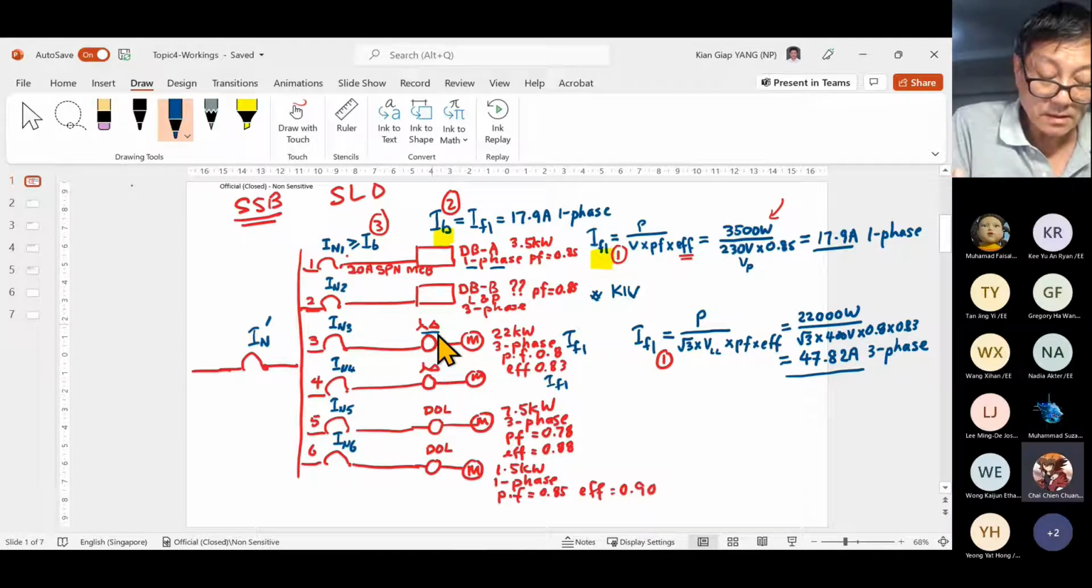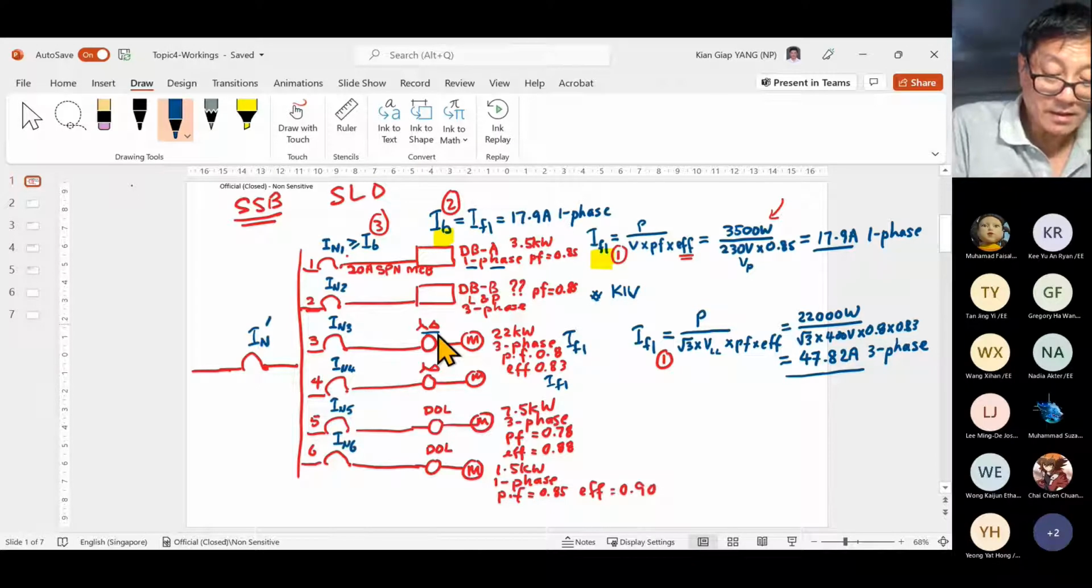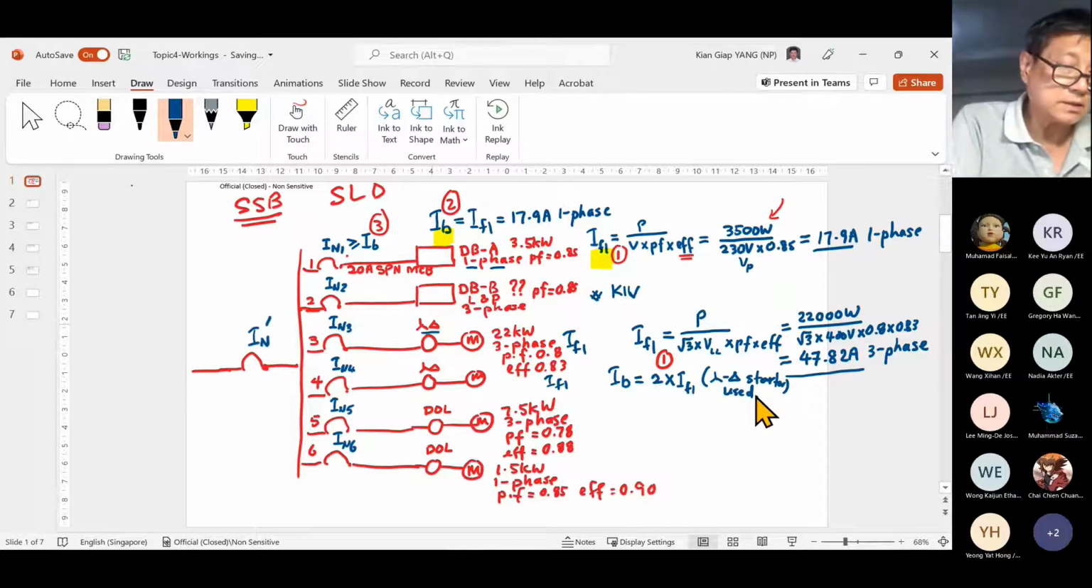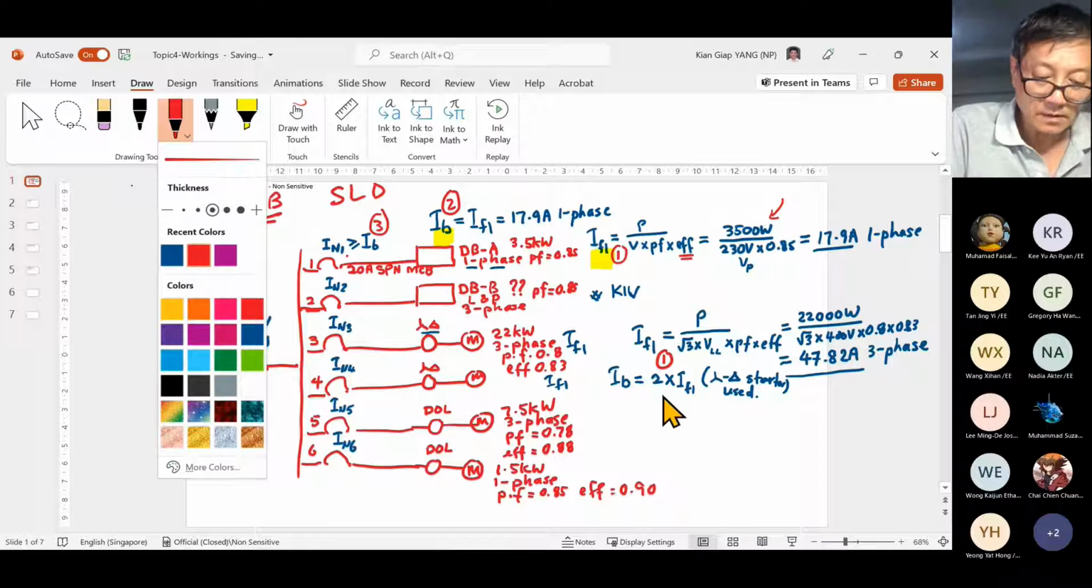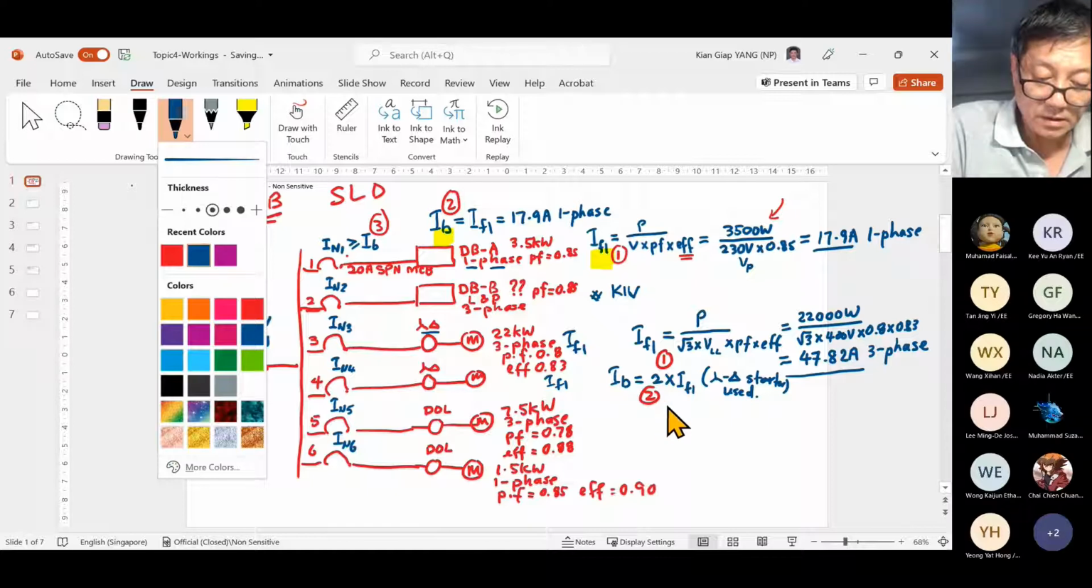Remember, then you multiply by 2.5, right? What you multiply, you must write down. You cannot just say it like that. That means I need to calculate the design current, IB. IB is 2 times I full load. The reason: star delta starter used. All this must be written down when you do your calculation. That means this is step number 2. So if I do the calculation, what is the value in ampere?